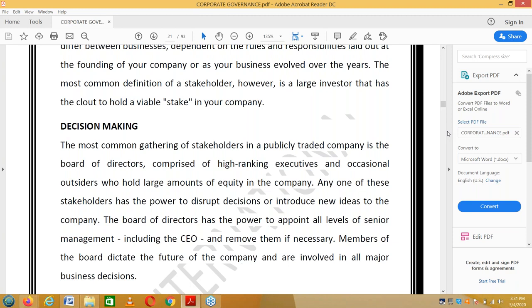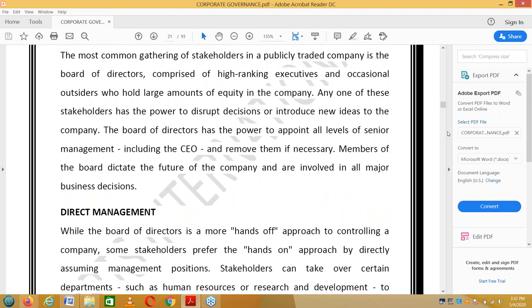The board of directors has the power to appoint all levels of senior management, including the CEO, and remove them if necessary. In our last class, we talked about the board of directors. They are selected people, selected by the stakeholders, by the owners of the company, to manage the affairs of the organization. So any one of these stakeholders has the power to bring in new ideas or change the decisions of the company. But the board of directors has the power to appoint all levels of senior management, including the CEO, and they also have the power to remove them if necessary. Members of the board dictate the future of the company and are involved in all major decisions.